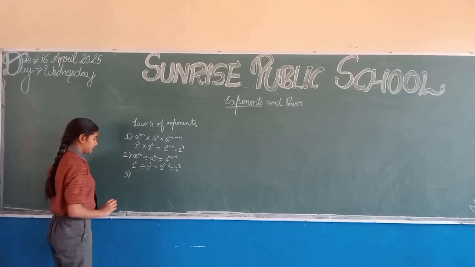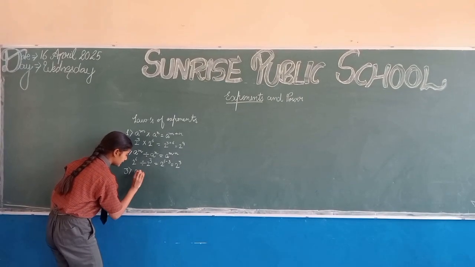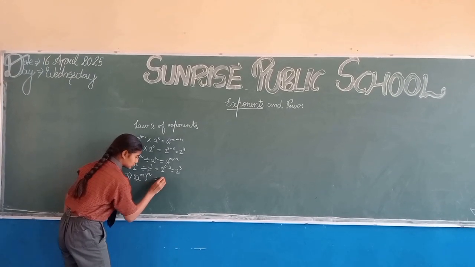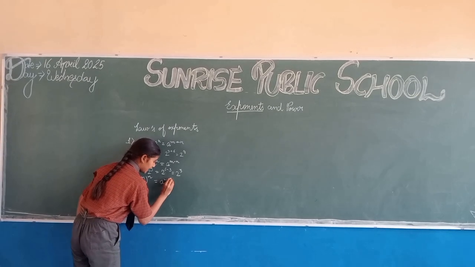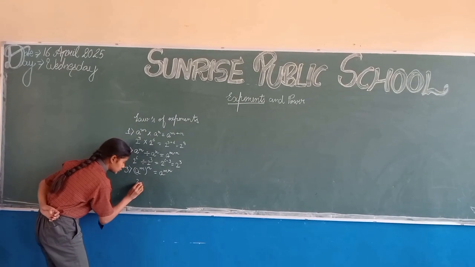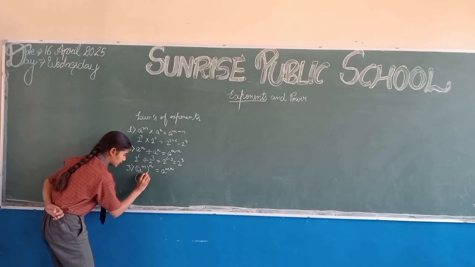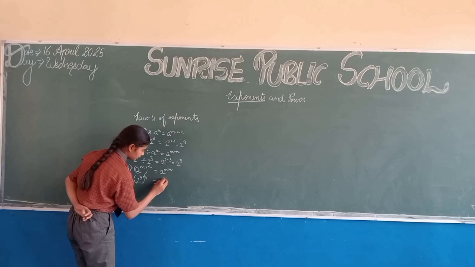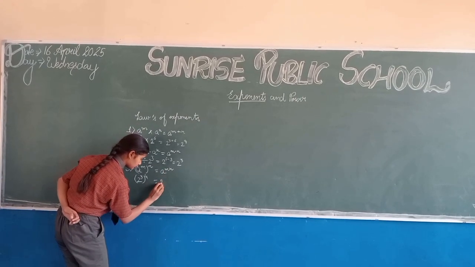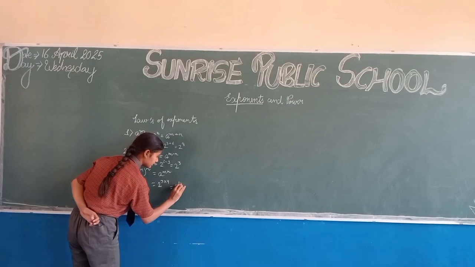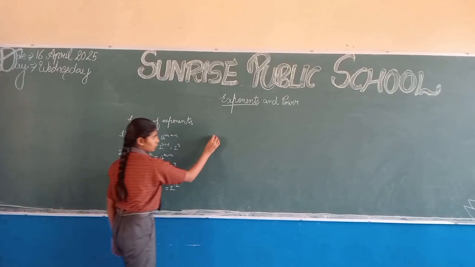Now the third law is a raised to power m, whole raised to power n, is equal to a raised to power m n. For example, 2 raised to power 3, whole raised to power 4, is equal to 2 raised to power 3 multiplied by 4, which is equal to 2 raised to power 12.